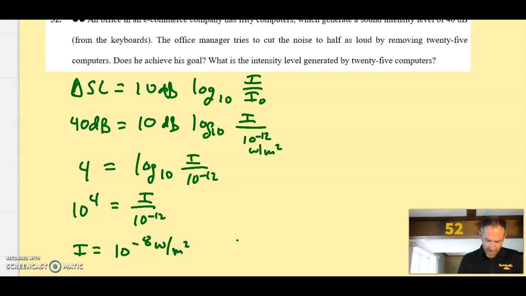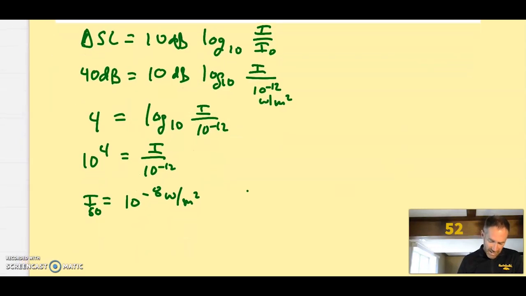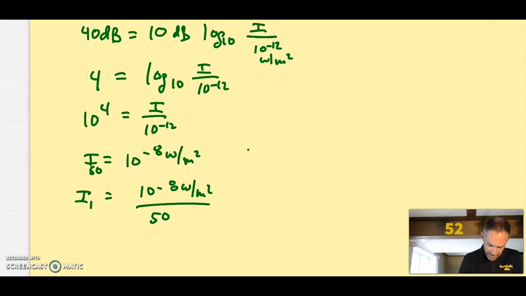Okay, so now that's the intensity of 50 computers. So if I divide that to get the intensity of one computer, it's that 10 to the minus 8 watts per square meter over 50. And we would get, well, that 50 is the same as 5 times 10. And so it's a fifth, or 0.2 times 10 to the minus 9. You might not like that. You might want to just go to your machine, and that's okay too. So that's the intensity of one of them.